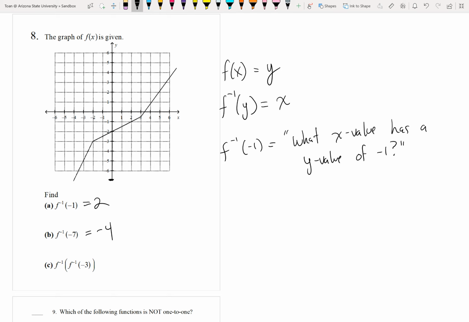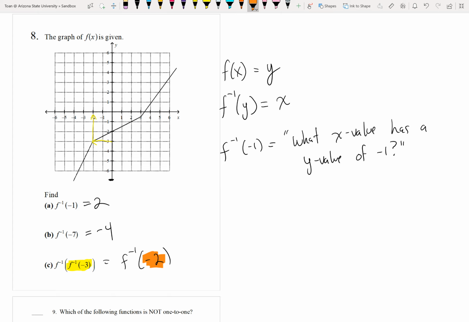And then this letter C is just a function composition. So you got to do two things at once. So the first thing you want to do is find the inside stuff. So where on the graph does the function have a y value of -3, which is right here. So what is this corresponding x value? -2. So this guy here becomes f inverse of -2.